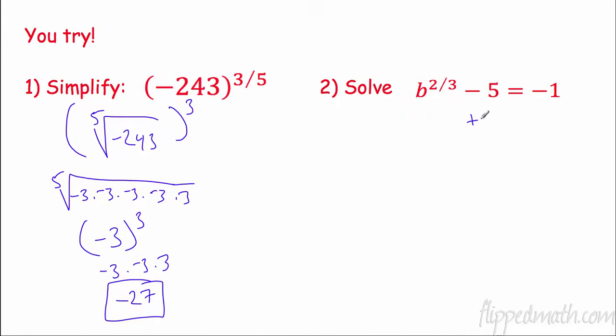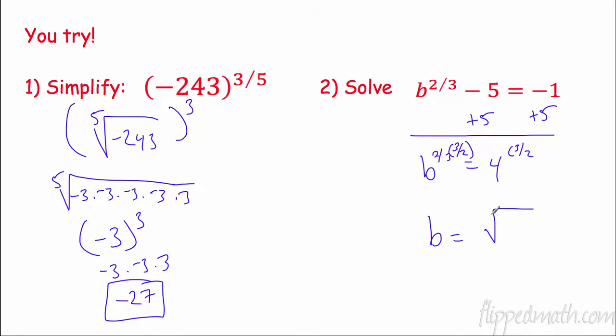Over here, I'm going to add 5 to both sides. B to the 2/3 equals 4. I'm going to multiply the exponent here by 3/2 because it's the reciprocal. So I'm going to multiply this by 3/2. So I want the square root of 4. Now I don't have to write that. All of that to the 3rd power. The square root of 4 is 2. 2 to the 3rd power. 2 times 2 times 2 is 8.